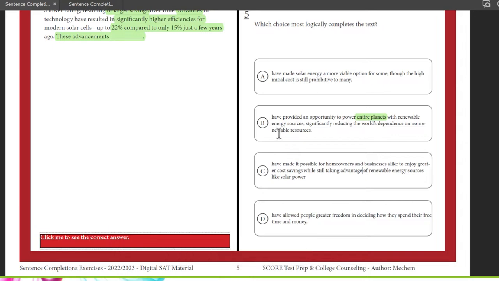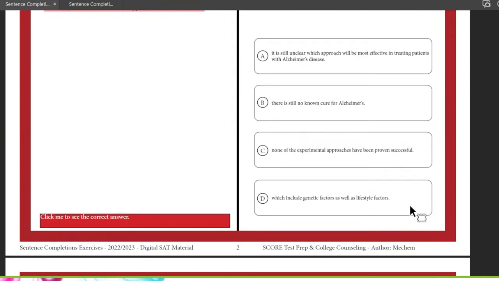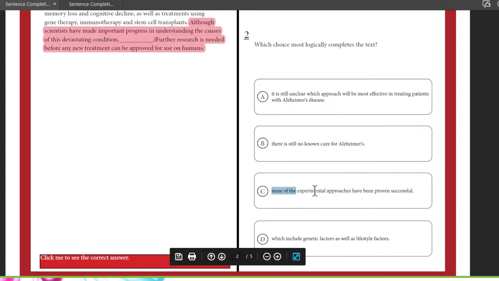Okay, so that's some things to keep in mind when you're evaluating your options. Be careful with ones that maybe go a little too far for your choices. Same kind of thing that I applied here when I looked at this one about Alzheimer's. Like, C says none of the experiment.